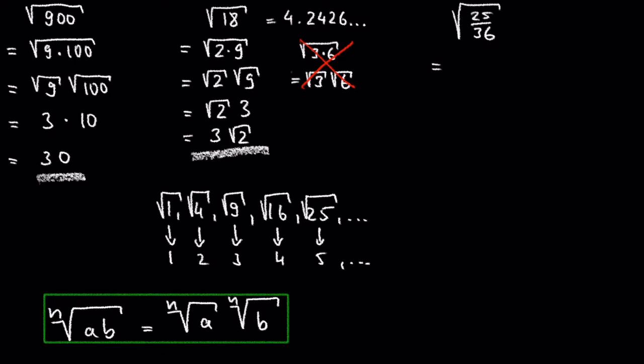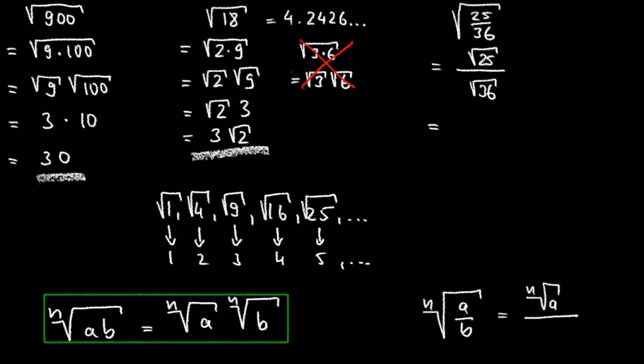So we can write the square root of 25 over 36 as the square root of 25 divided by the square root of 36. We see that the division rule for roots divides the square root into two separate square roots. In general, we can write this rule as the nth root of a over b is equal to the nth root of a divided by the nth root of b. So the square root of 25 is 5, and the square root of 36 is 6, and we are done with this problem.